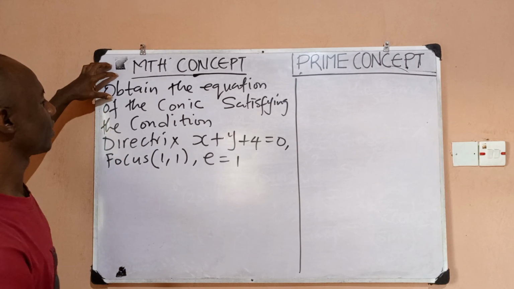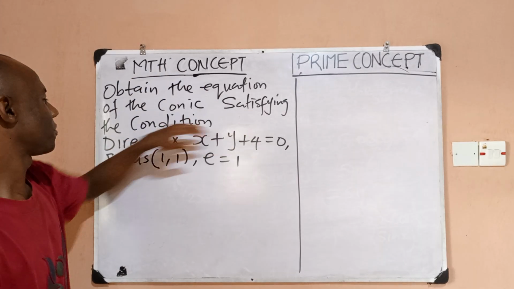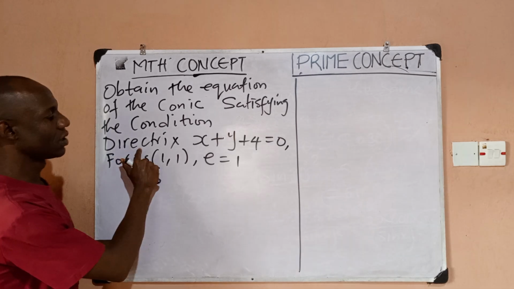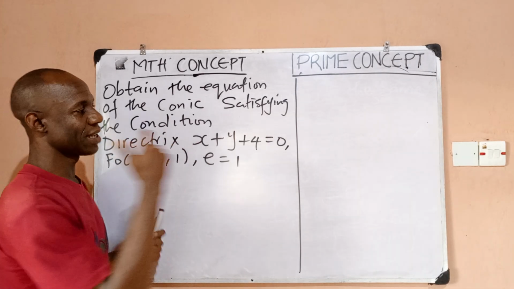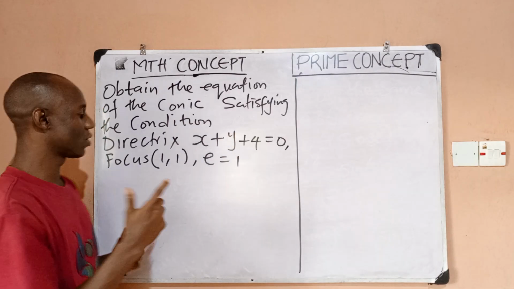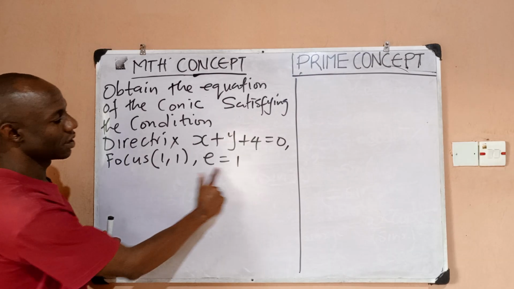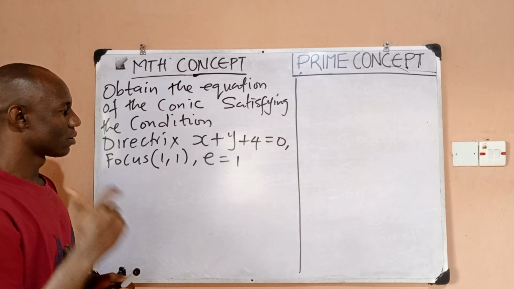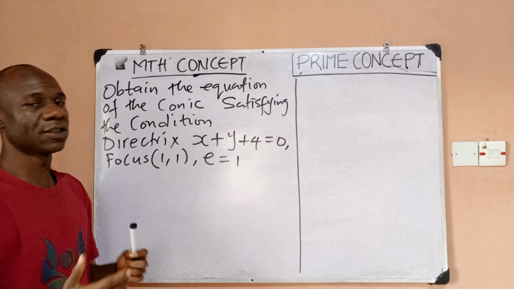The question says, obtain the equation of the conic satisfying the condition. So what is the condition given? They gave us the equation of the directrix. Remember that the directrix is actually a line, and that is why the equation of that line was given to us. They gave us the focus, and then they gave us the eccentricity of that conic. Now, we want to find the equation of the conic that satisfies this condition.